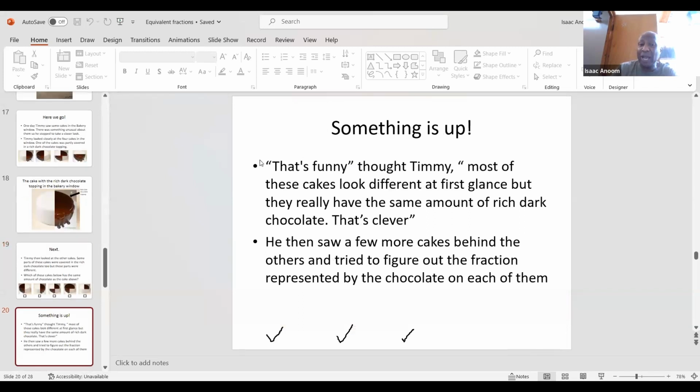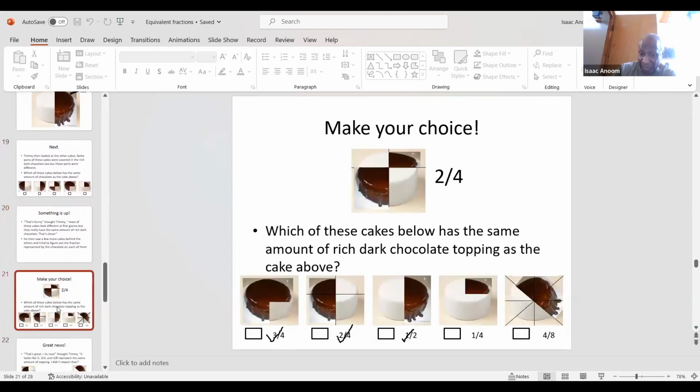That's a funny thought, Timmy. Most of these cakes look different at first glance, but they really have the same amount of rich dark chocolate. That's clever. He then saw a few more cakes behind the others and tried to figure out the fraction represented by the chocolate on each of them.